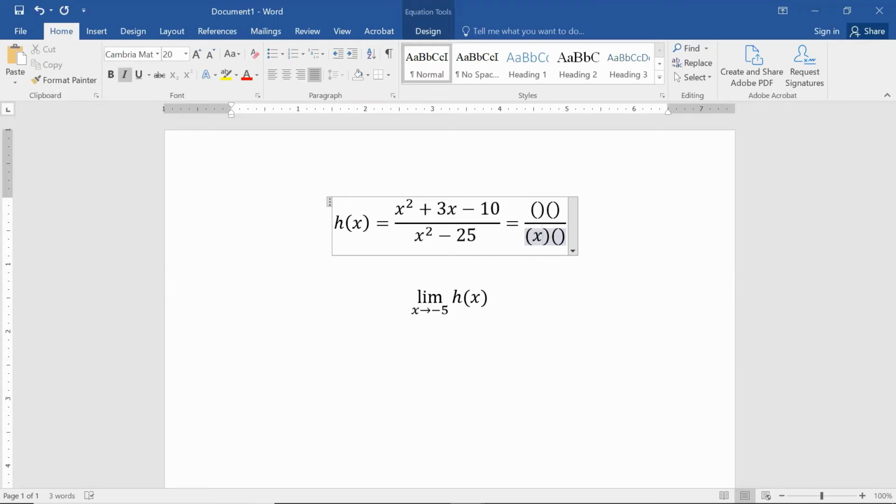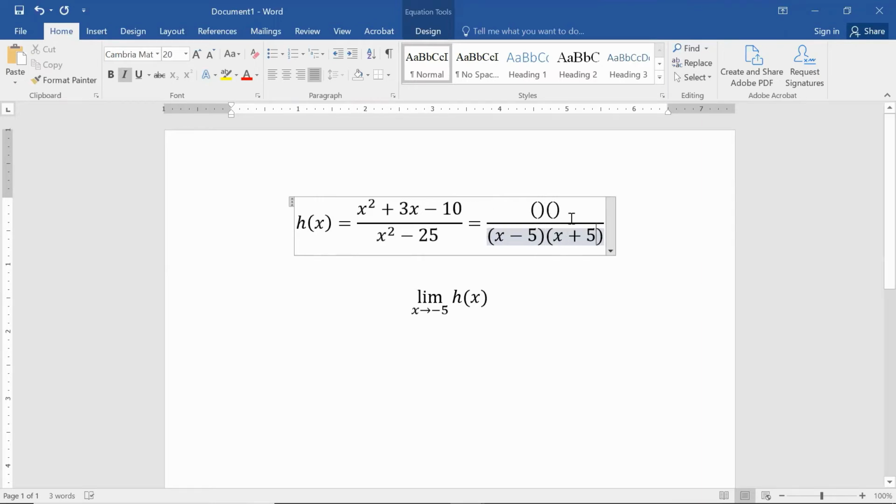Now, the bottom factors into x minus 5 times x plus 5. I'm not going to go over the specific details of factoring. I hope you know how to factor at this stage in your mathematical career. The top we factor, it turns out, into x minus 2 times x plus 5. So notice that we have a common factor of x plus 5 in both the top and the bottom.